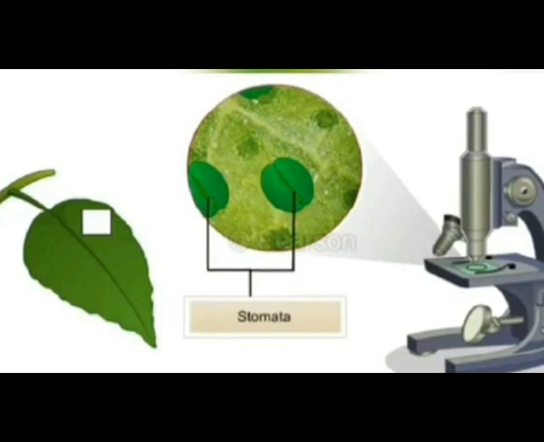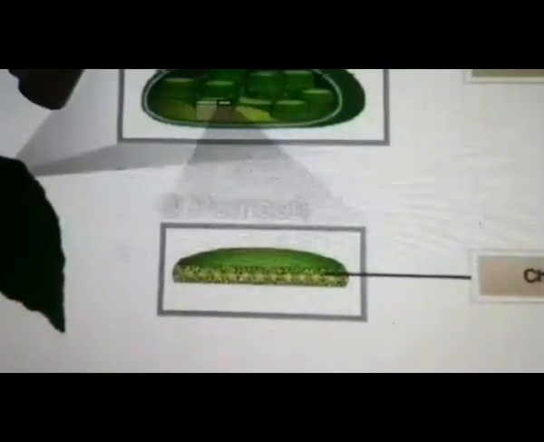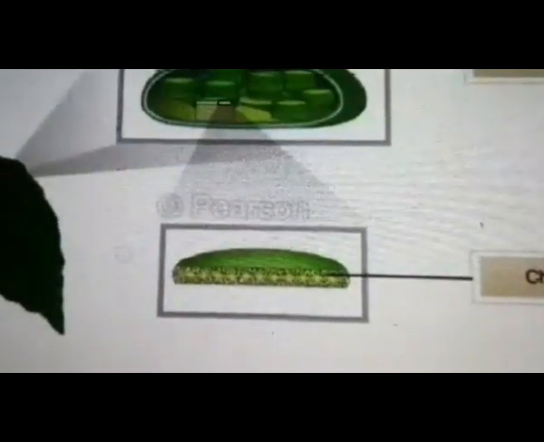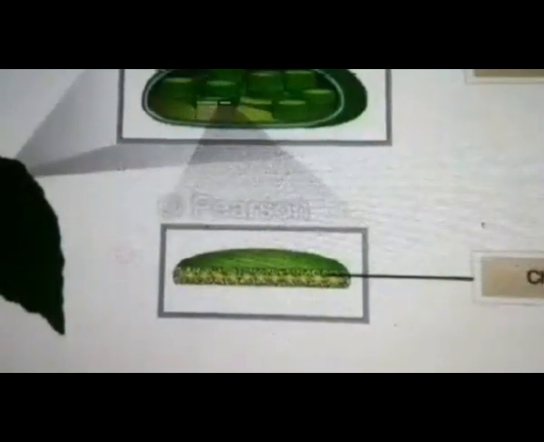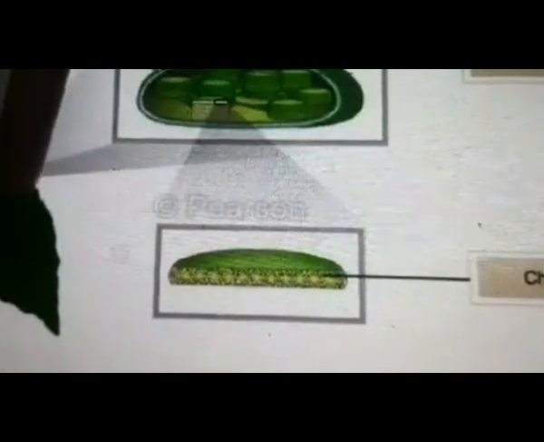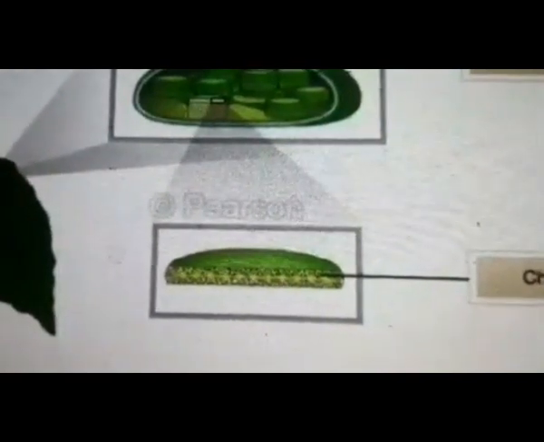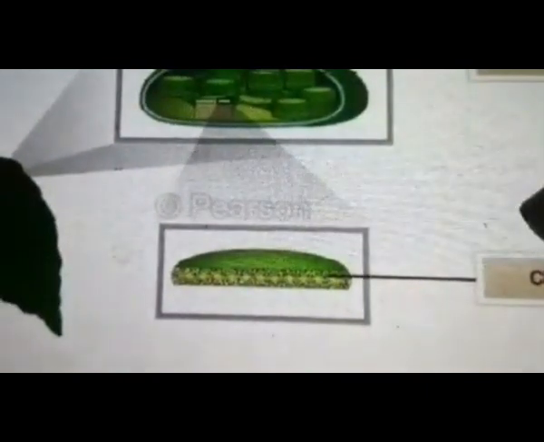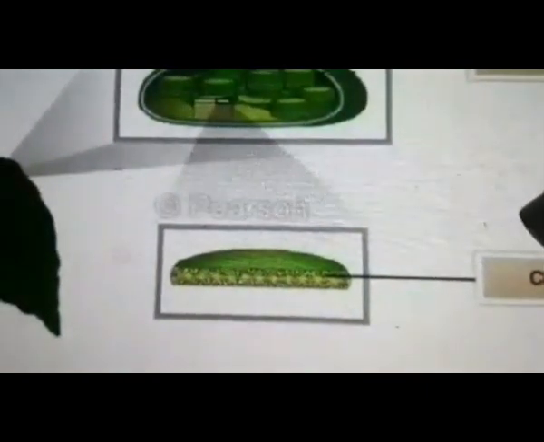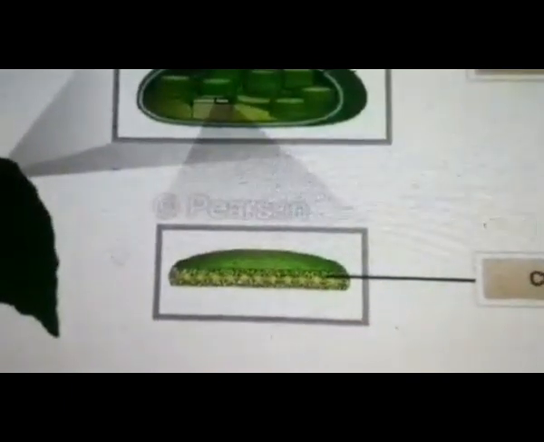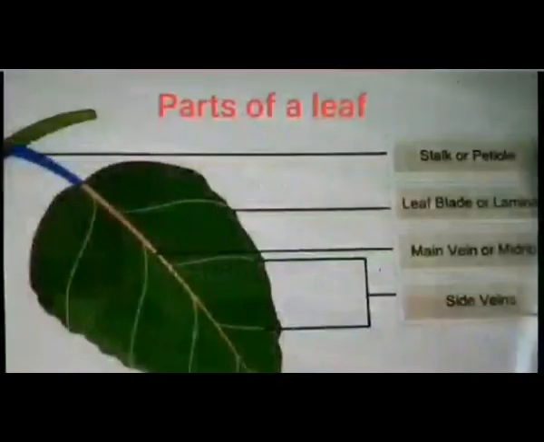and carbon dioxide enters. The green color of the leaf is due to the presence of chloroplast, right? Because of the presence of this structure, chloroplast, we have the green colors in the leaves. And these chloroplasts contain the green pigments called chlorophyll. And this chlorophyll is responsible for preparing the food for the plant.